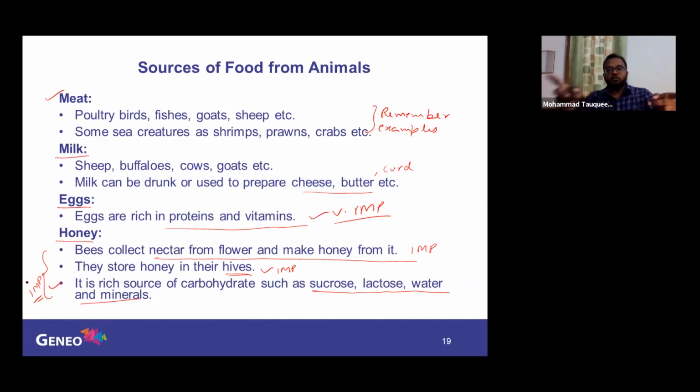So this is all about sources of food from animals. I hope this is clear. I have mentioned very important points, but I request you to go through all the points. These are very important points. Now moving to the next slide, Indian food.